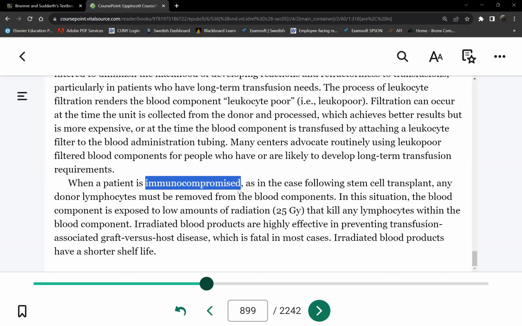No. So in that instance, if you give me a foreign cell or tissue, or in this particular example, blood components, which contain viable white blood cells, who will attack who?